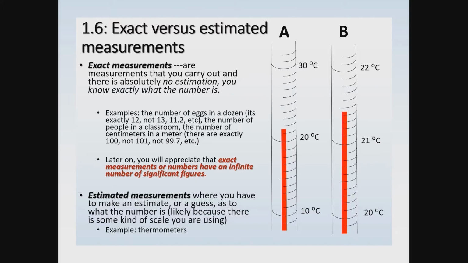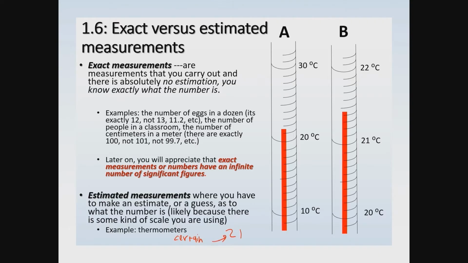So if you look at thermometer A, what you can see here is that the temperature is definitely above 21 degrees Celsius, and it's definitely below 22 degrees Celsius. So one bit of information we know already with certainty is that the temperature is at least 21 degrees. And so what I'm going to do is just indicate that 21, those digits from thermometer A, those are certain digits.